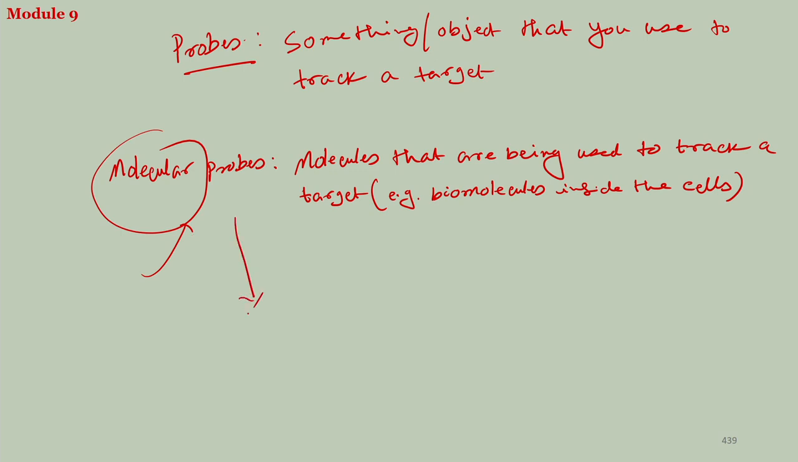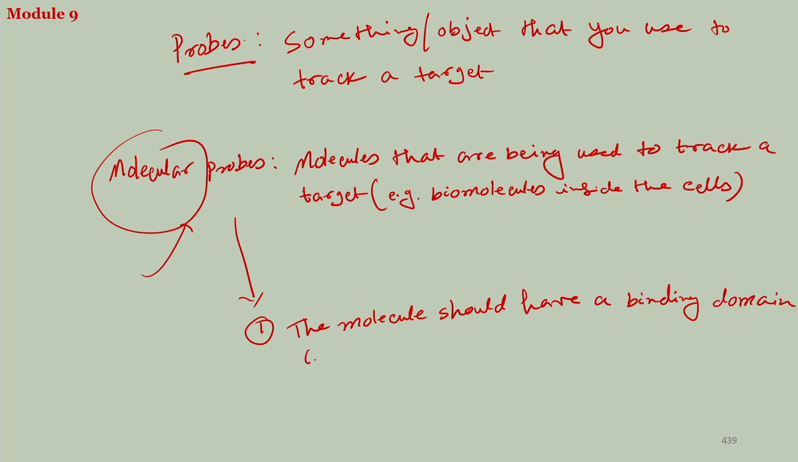It usually has two parts. One is, of course, you need a molecule that can bind to a target inside the cell, maybe outside the cell also, in vitro, in vivo, both. So, you need a certain molecule that will go and be bound to the target. That is one part. The second part is that there has to be a tracker. So, it should contain two components. One is the binding domain. The molecule should have a binding domain with the specific target.